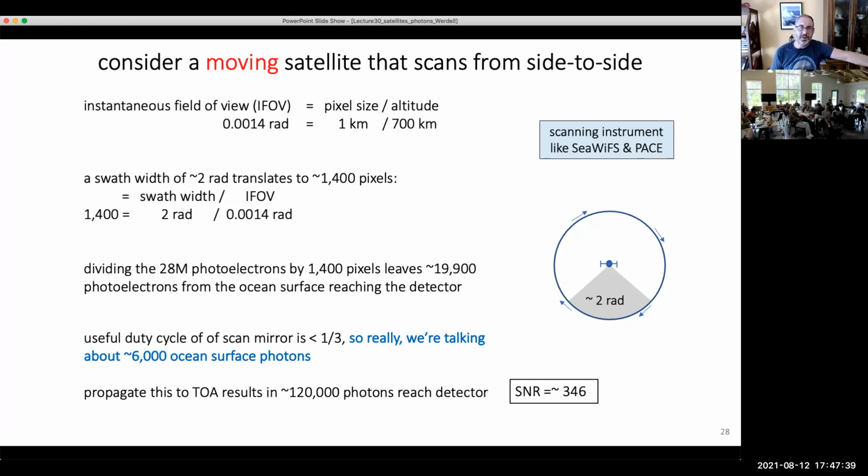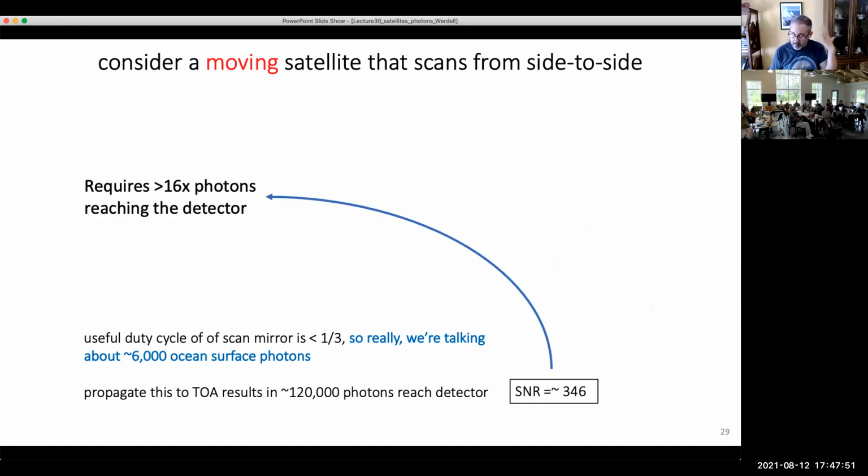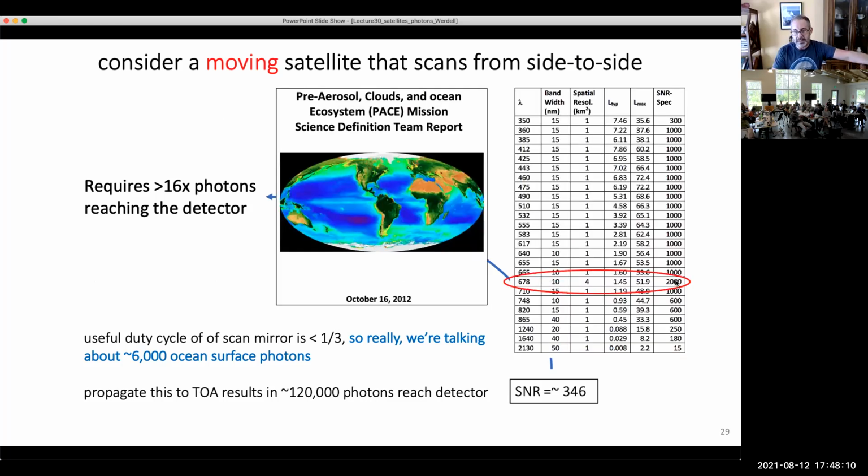So now you start having the questions with your science team saying, all right, what can we do with 350 SNR? Is this good enough for applications that we have in the near infrared? Well, if you want to get up to the original values of the 2000 target, you need 16 times this, which is why in a science definition team report for PACE, the requirements table is listed for this wavelength, for the conditions that we're talking about, 678 nanometers, 10 nanometers wide, 2000 SNR. The requirement on the system does this at 4 kilometers. Again, this is all part of the trade space. To get to 2000, you have to build up something.